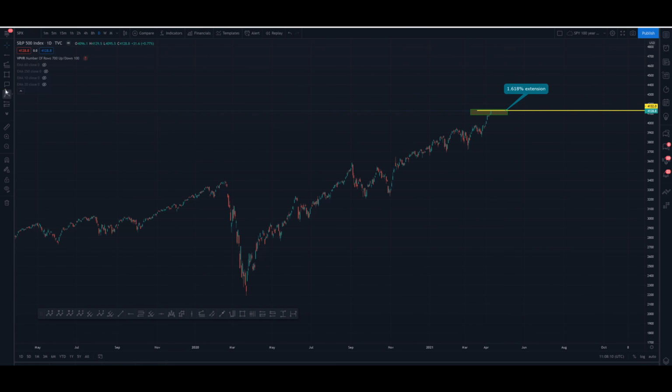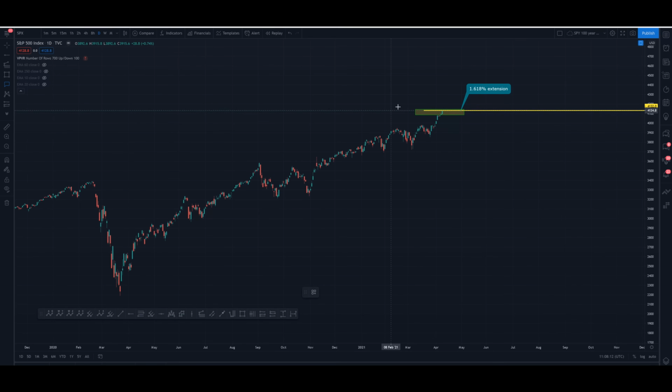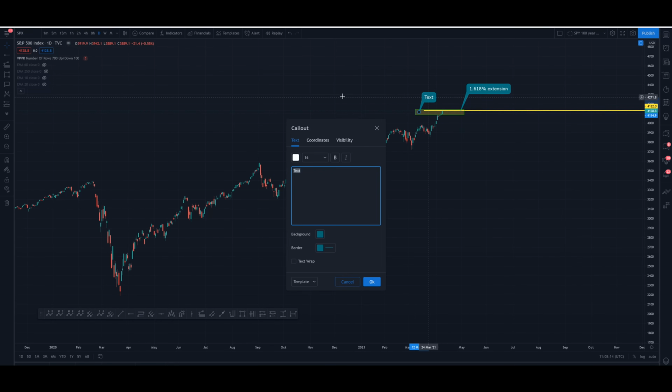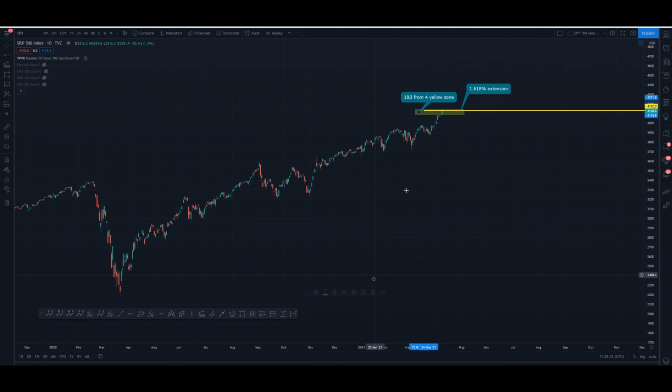And we'll just pop another little ticker up here. What am I saying? 1 and 3 from 4, yellow zone. Alright, so that's another piece of confluence.